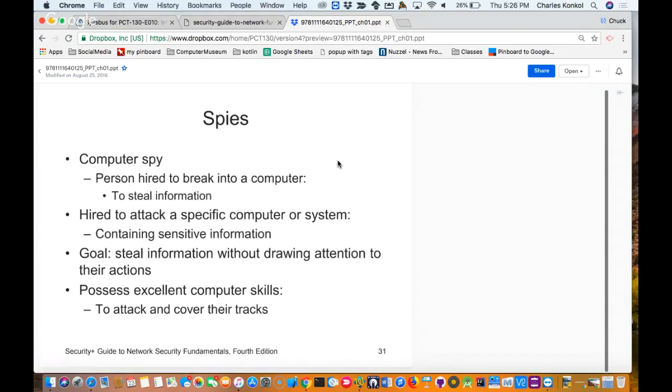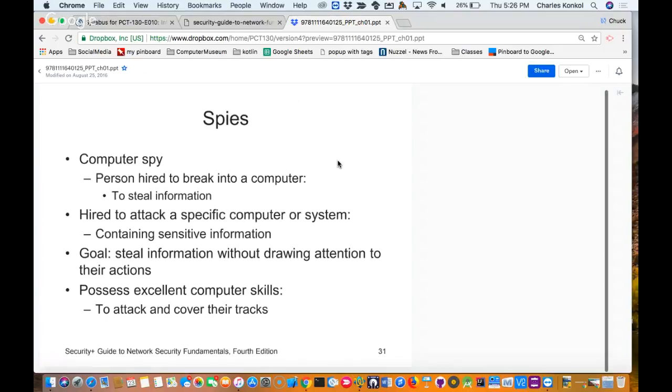Spies, these are basically people hired to break into a computer to steal sensitive information. The goal is to steal information without drawing attention to their actions, getting in and out without being seen. They generally possess excellent computer skills, generally started out in ethical hacking, and something happened, whether a financial mishap, they needed the money. Folks found out how good they were and offered them something they couldn't refuse, maybe. That happens. Government is also trying to grab a hold of folks like this as well.